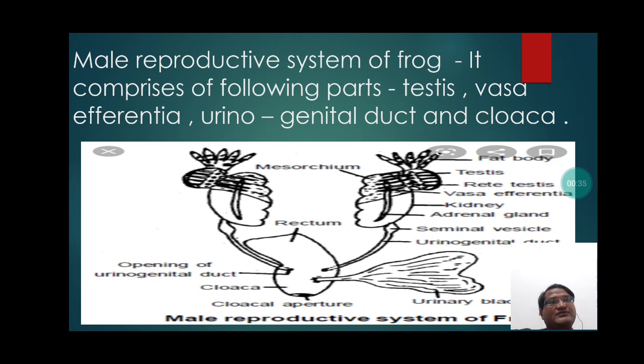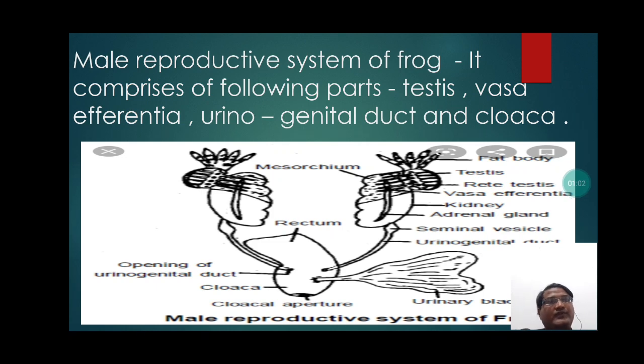Male reproductive system of frog. It comprises of the following parts: testis, vasa efferentia, urinogenital duct and cloaca.